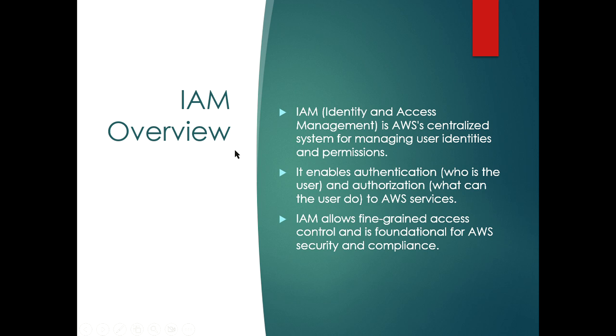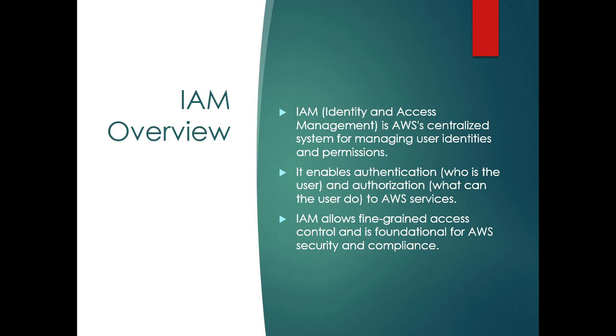So let's start with the overview of IAM service. As its name suggests, IAM stands for Identity and Access Management. It is a service that controls who can access your AWS resources and what actions they can perform, and it manages authentication, verification of who you are, and authorization, what you are allowed to do on the resources.